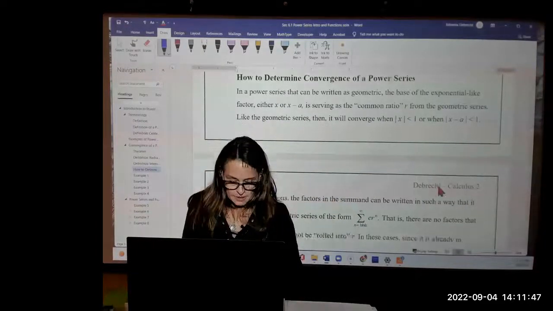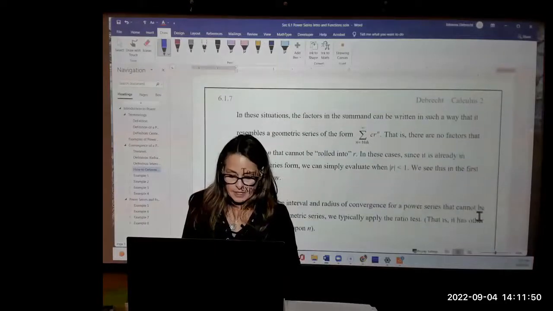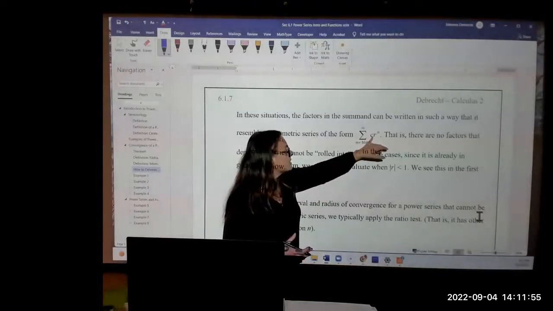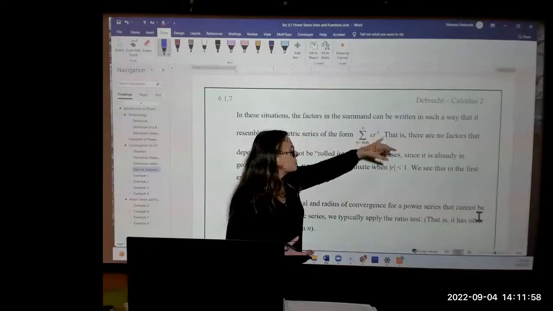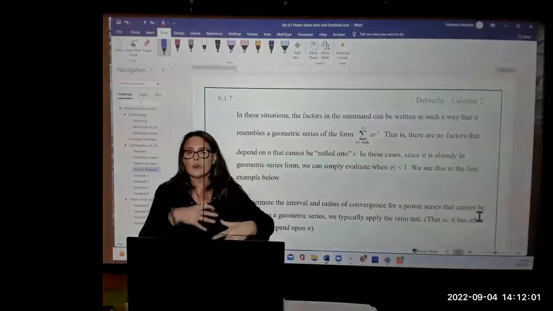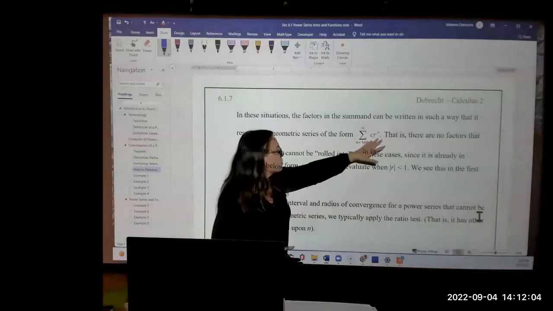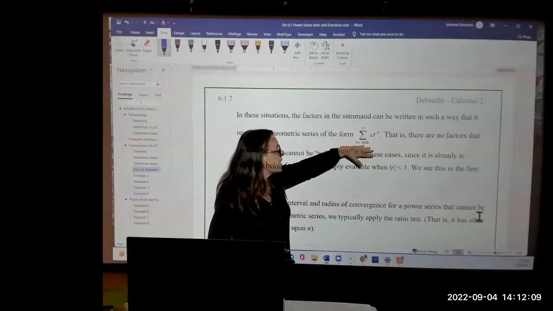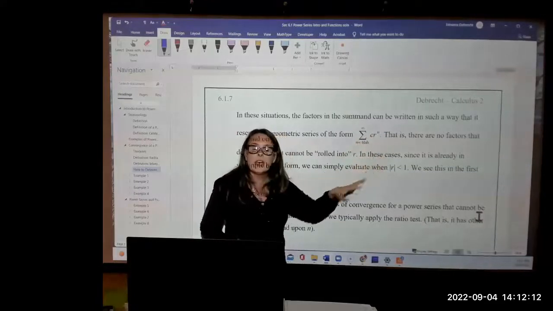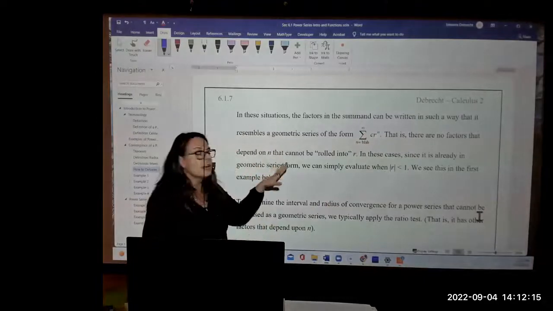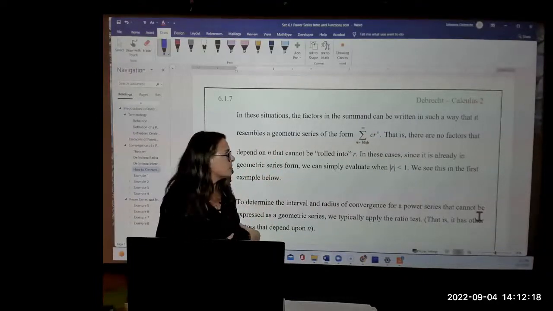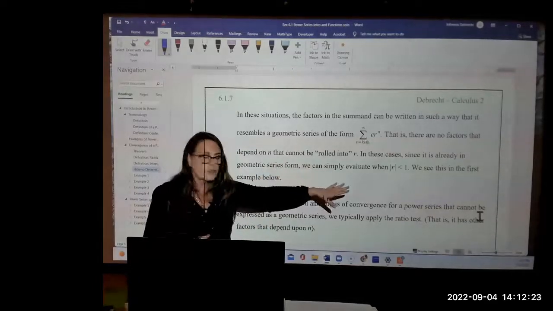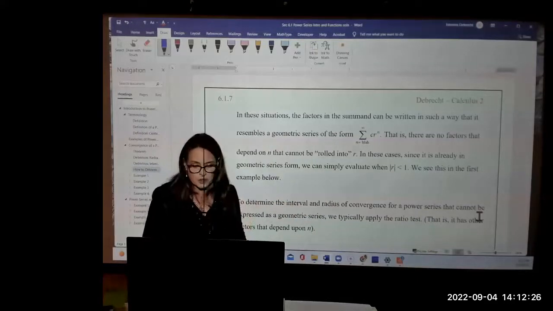In that case, the factors of the sum n can be written in such a way that they represent a geometric series in the form of a single constant times some common ratio to the n, where r is x or x minus a, and it's raised to a power. And we don't know where it might start. It might start at 0, might start at 1, hard to say, but it's still geometric in form. In other words, there are no factors that depend on n that aren't a part of that common ratio. In these cases, since it's already geometric, we know when it converges, and we know what it converges to.